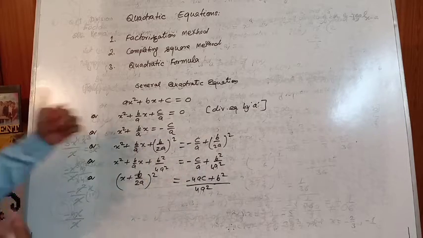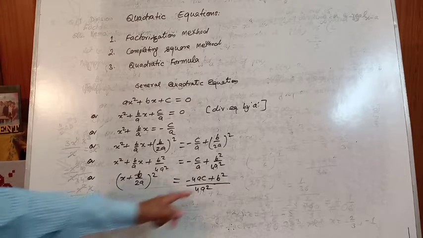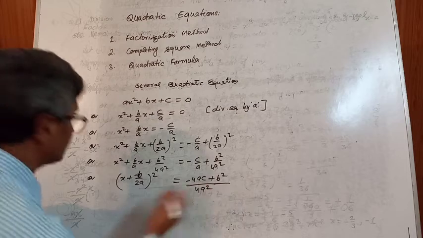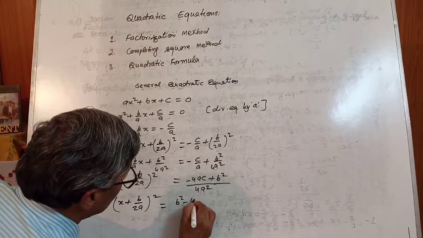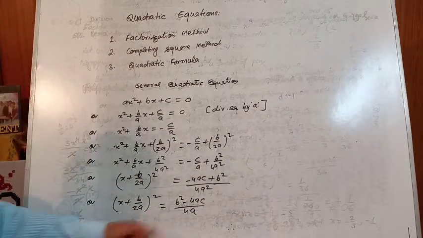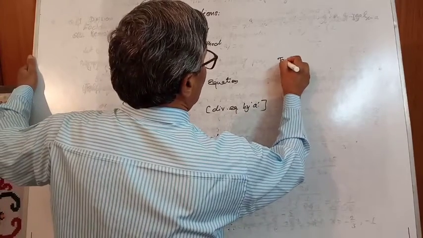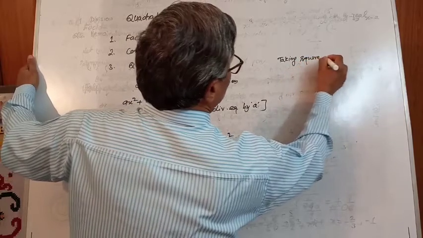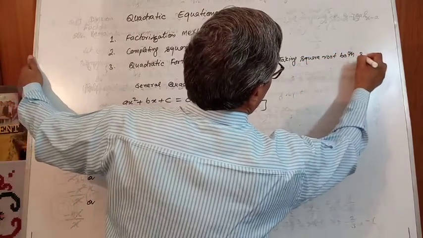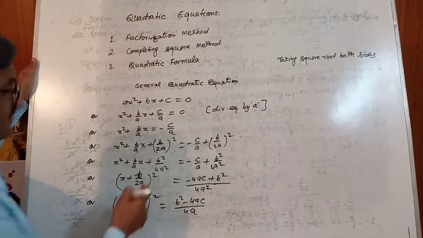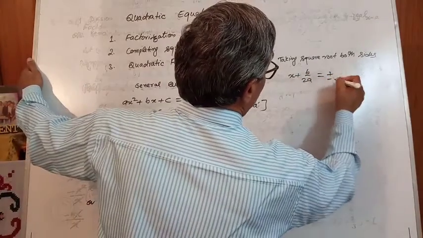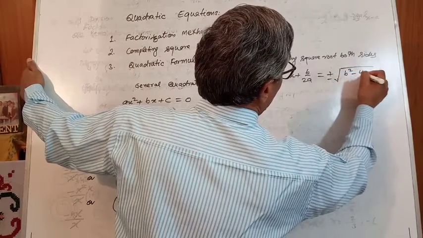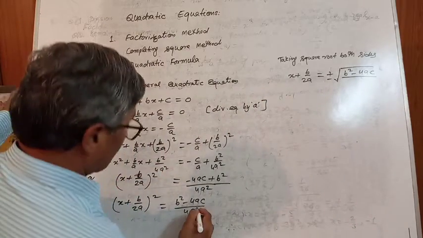Now take the square root of both sides. x plus b by 2a whole square equal to b square minus 4ac upon 4a square. Taking the square root on both sides, what are we going to get? x plus b by 2a equal to plus minus under root b square minus 4ac upon 4a square. Here it was a mistake, it is 4a square.